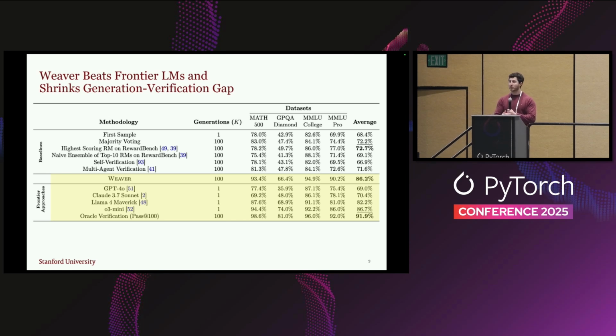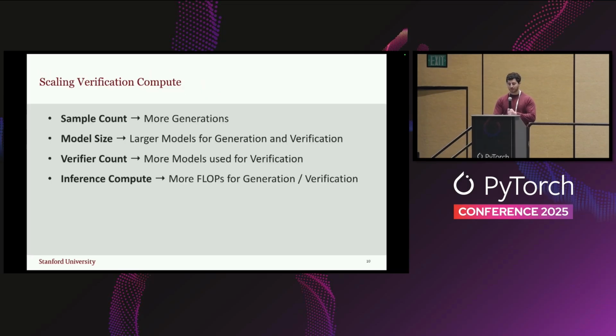So this means if you were to just have a perfect verifier and sample best of n times, we'd be able to get within about 6% of that on average for these different tests, ranging from Math 500, GPQA Diamond, to MMLU Pro.